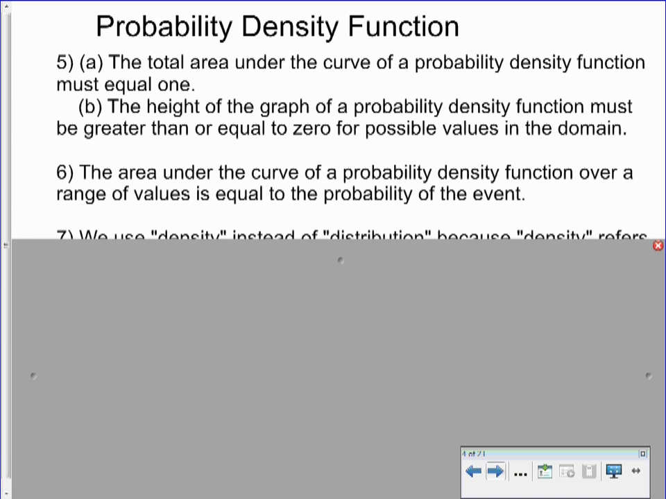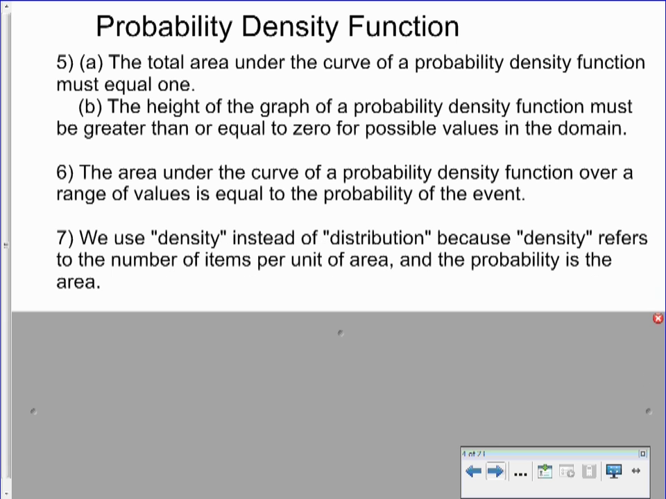So as I've kind of indicated, we're going to look at the area under the curve. For uniform distributions, that's pretty easy because they're all rectangles. So we're going to look at the range of values over which we're trying to calculate a probability. We'll calculate the area for that particular rectangle, and then we will know the probability of our event.